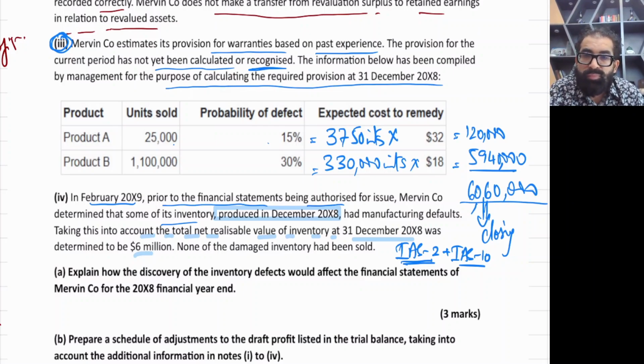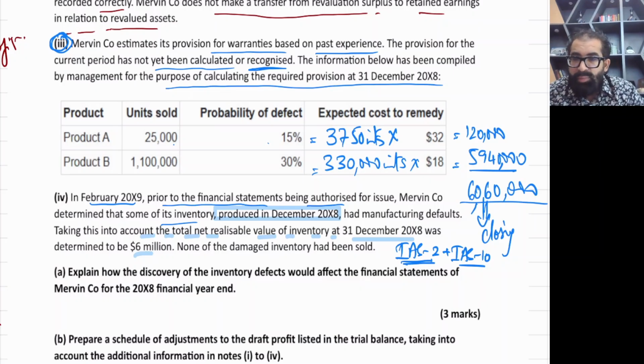Now tell me, is this an adjusting event or non-adjusting event? Definitely adjusting event. Why? Although we discovered the defects in February X9, these goods were manufactured in December X8. So it is related to last year. We have evidence that the reason for this decrease in value existed at the year end. So it's an adjusting event, and we need to adjust it.